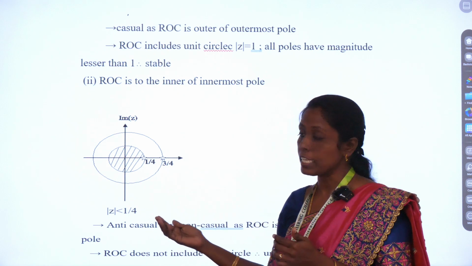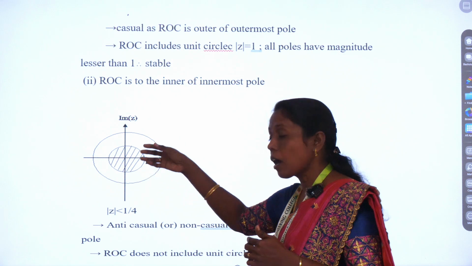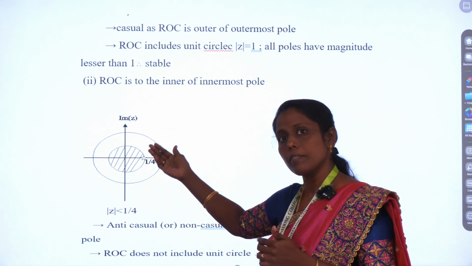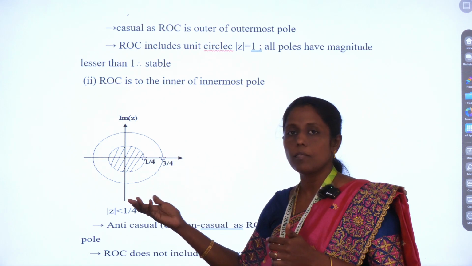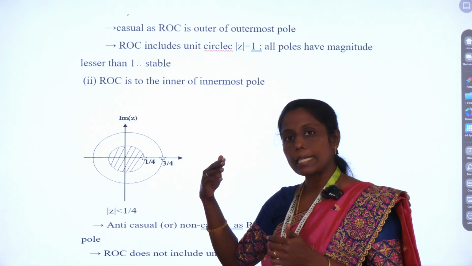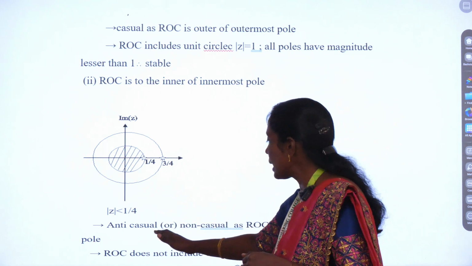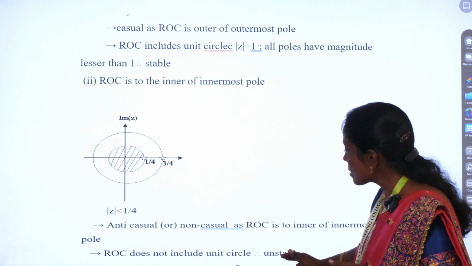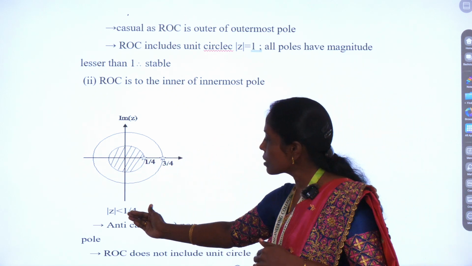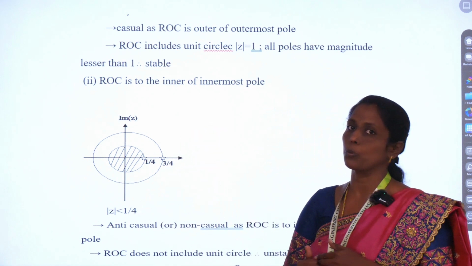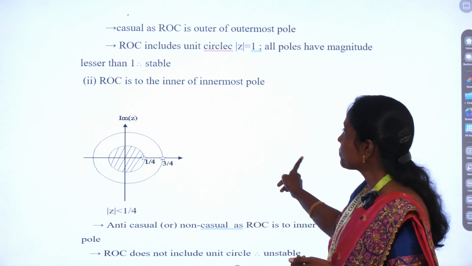Now let us check for the stability. Stability means the ROC should cover the unit circle. Is it covering? No, it is lying interior of 1 by 4. It doesn't cover the unit circle. So that condition is also not satisfied. So the system is anti-causal as well as unstable for this condition, mod Z less than 1 by 4. Okay, now let us move on to the third case.